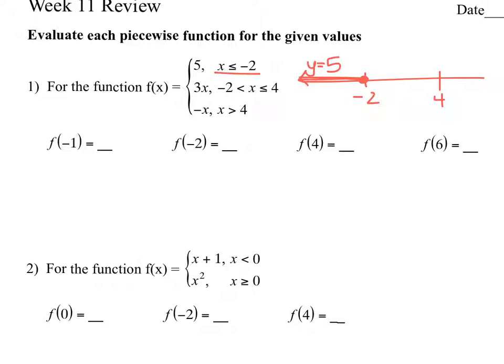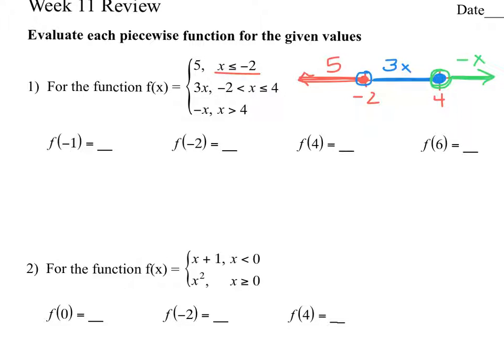On the middle section, it looks like it's open at -2 and to the right, and then closed at 4. And the equation that applies there is just 3x. And then the last section is going to be open on 4 and to the right. And the equation for that one is -x. So if we color code it like that, you all know how to do domains.